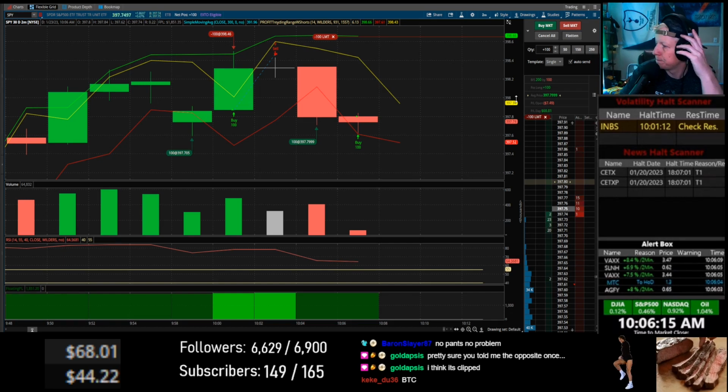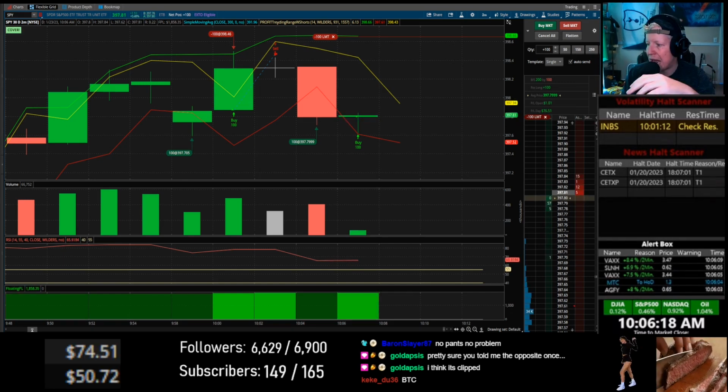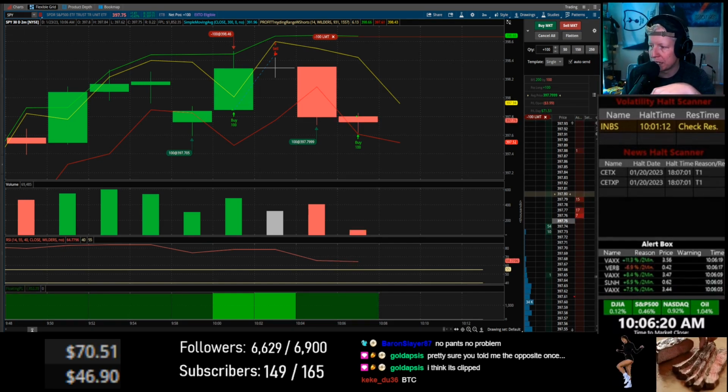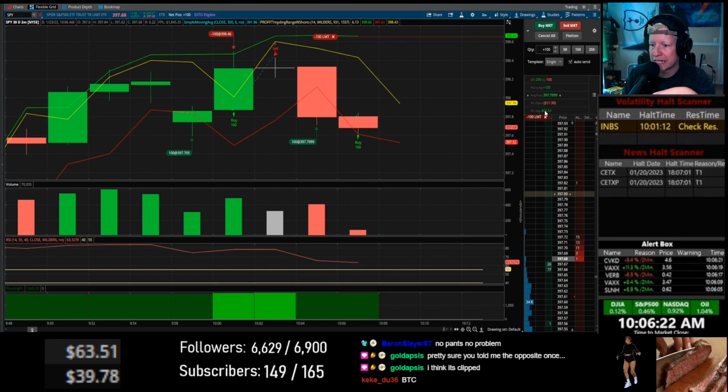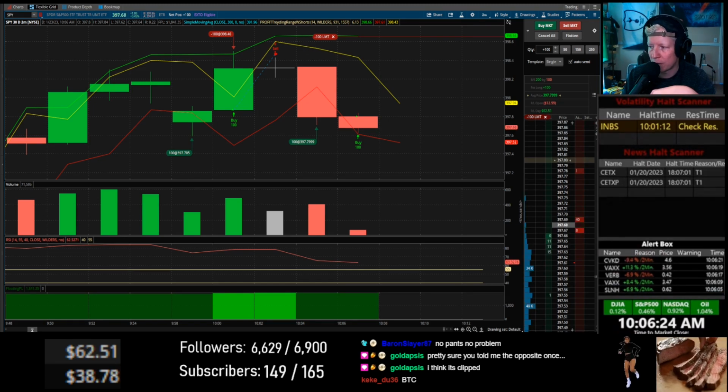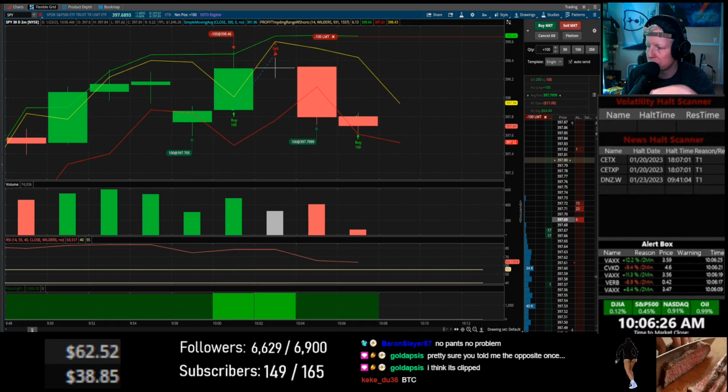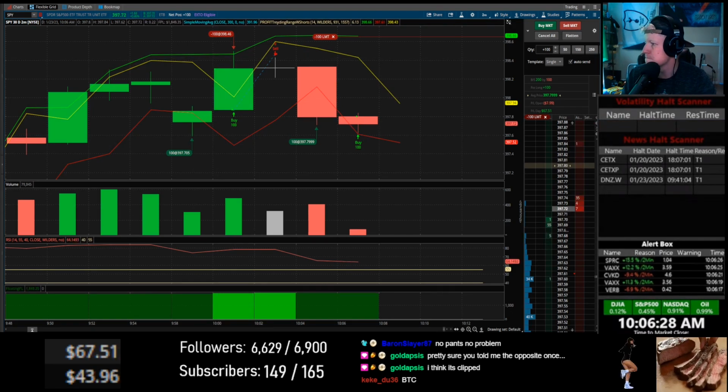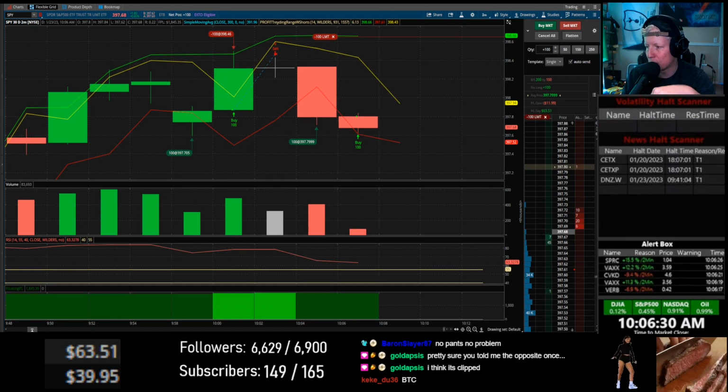Here we go. So now that P&L in the bottom left, the top one is going to be the day trading P&L. We were up $75 on the first trade, so that P&L minus 75 gives you an idea of what this trade is.